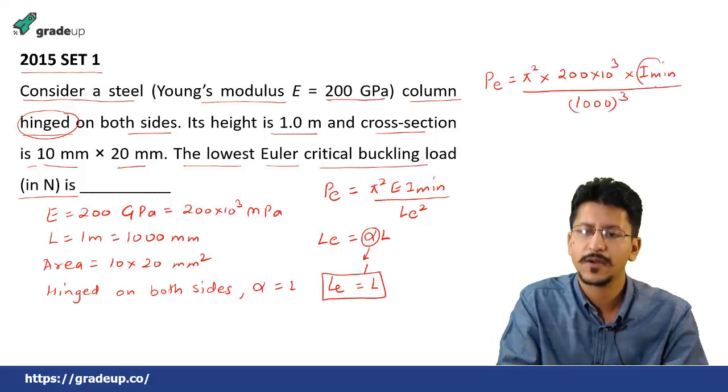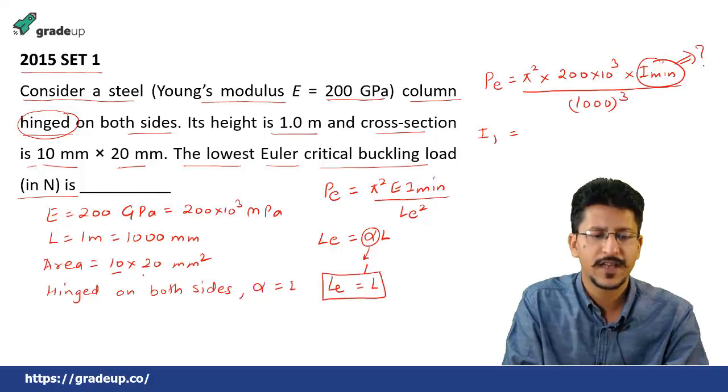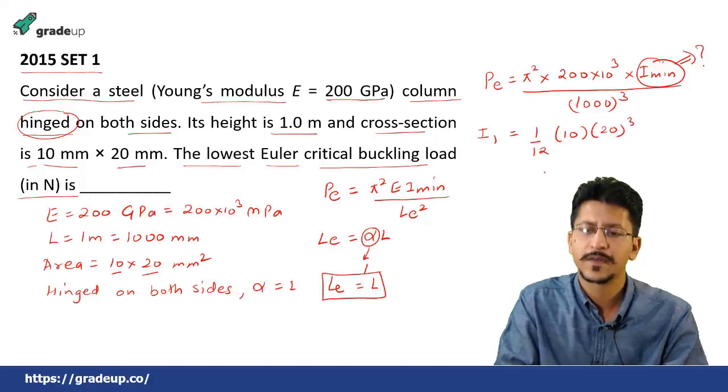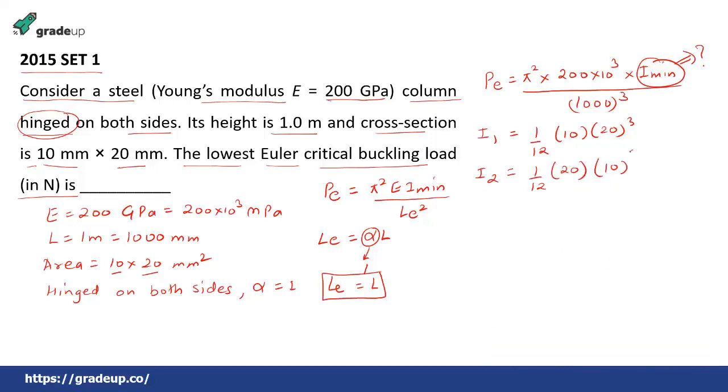But now what about I minimum? Where to find this I minimum from? See, there will be two values of I because the area of cross section is given as 10 into 20. So I1 will be 1 by 12 into 10 into 20 cube, and I2 will be equal to 1 by 12 into 20 into 10 cube. So out of these two, I1 and I2, the minimum one will be I minimum. So just find out this value, substitute it here and get the value of P.